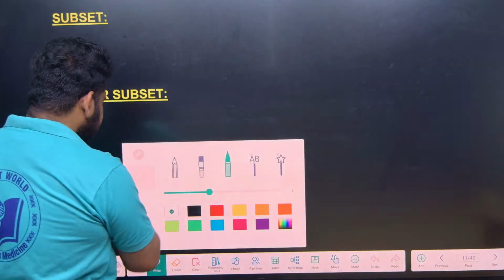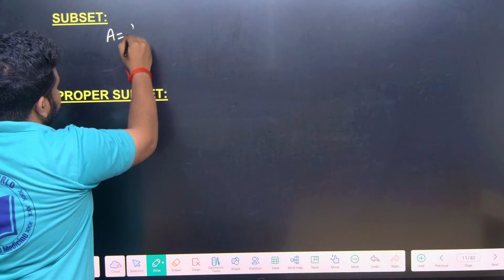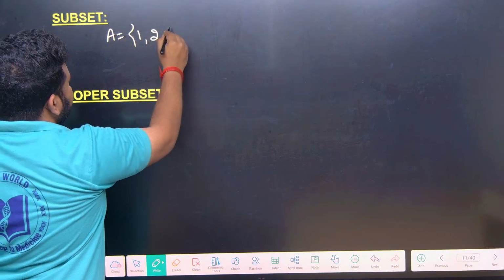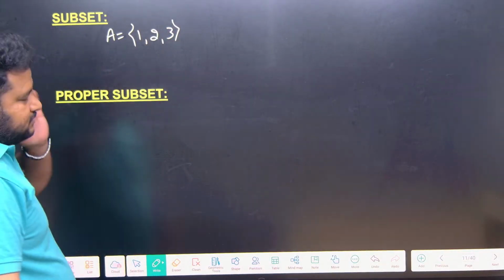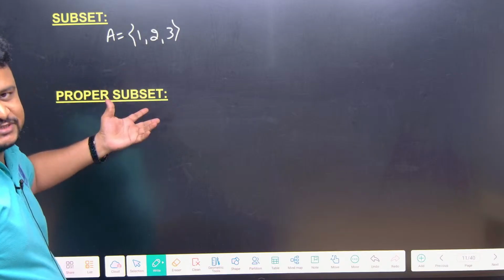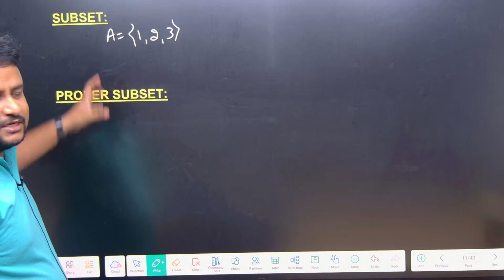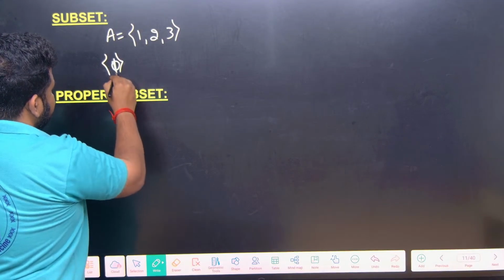Let us proceed further. I was talking about subsets, so let me explain subsets now. Suppose we have a set A having the elements 1, 2, 3. So what are its subsets? For any set, the null set phi is also a subset. So first, phi is one subset.